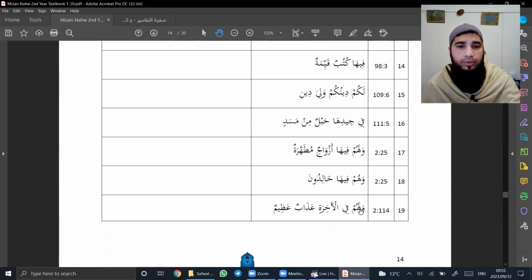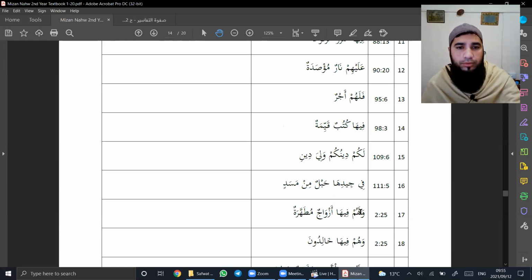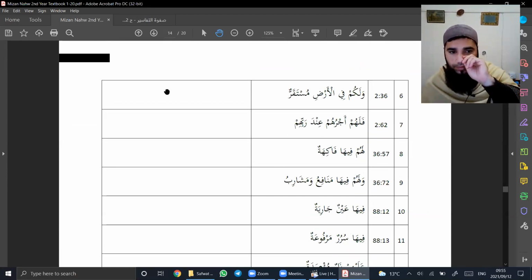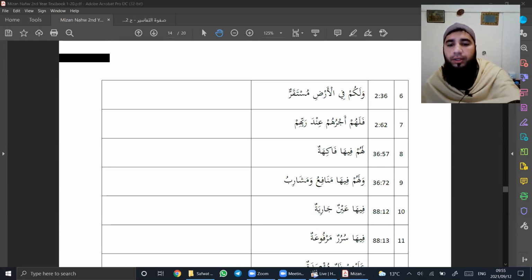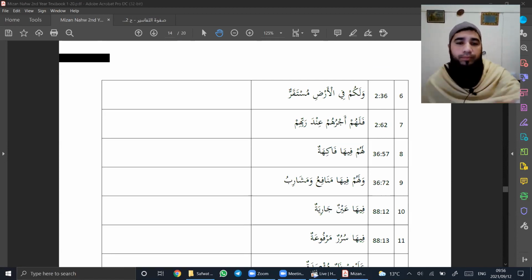Maulana, can we please do number 7? Sure, no problem. Okay, I see Maulana Ishaad joined us. So we're just going to do this one quickly and then we will finish, inshallah. فَلَهُمْ أَجْرُهُمْ عِنْدَ رَبِّهِمْ.